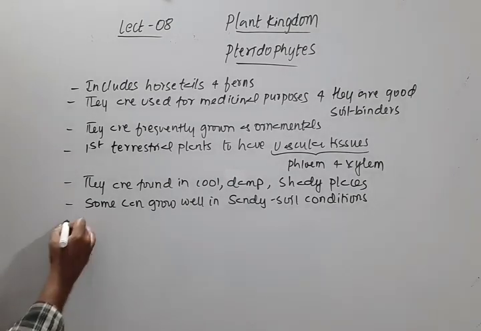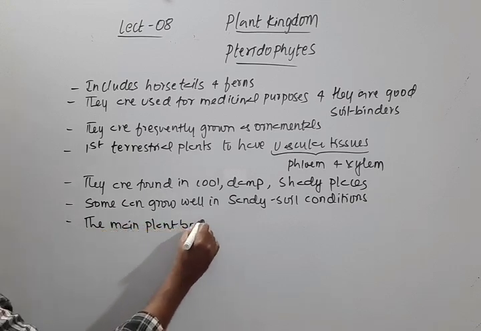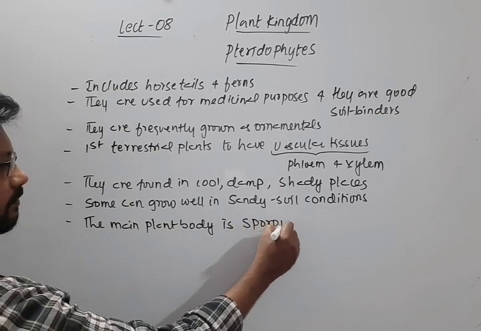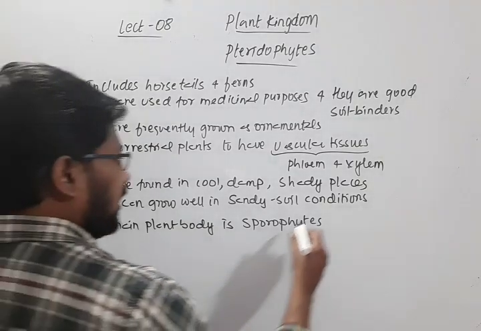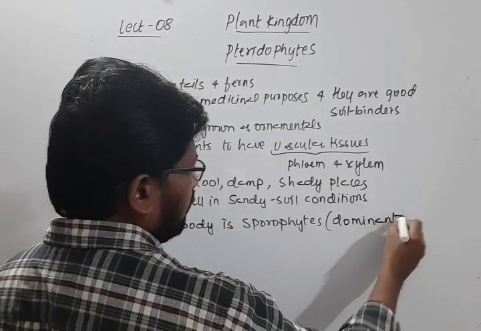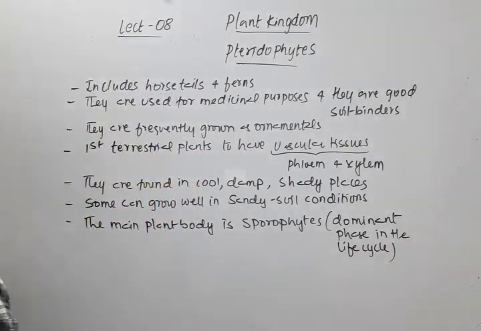Then, in pteridophytes, the main plant body is the sporophyte. In the earlier group, the bryophytes, we have seen that the main plant body is the gametophyte, but in pteridophytes the main plant body is the sporophyte, and this is the dominant phase in the life cycle of pteridophytes. The next point: the sporophyte is actually divided into true stem.